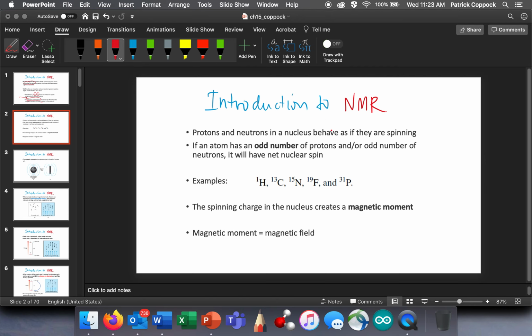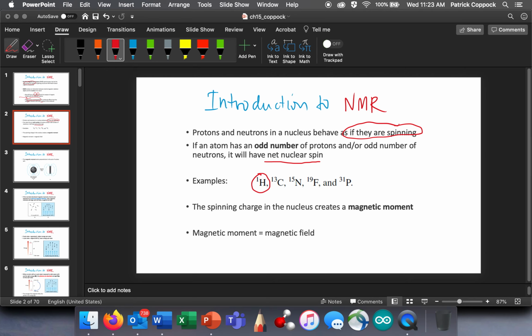Protons and neutrons in a nucleus behave as if they were spinning. This is something I do not entirely understand. It's way outside the scope of our course, but I think it's valuable for me to tell you that they act like this. So you can think of nuclei as if they're spinning, okay? Now, if an atom has an odd number of protons or neutrons, it's going to have a net nuclear spin.